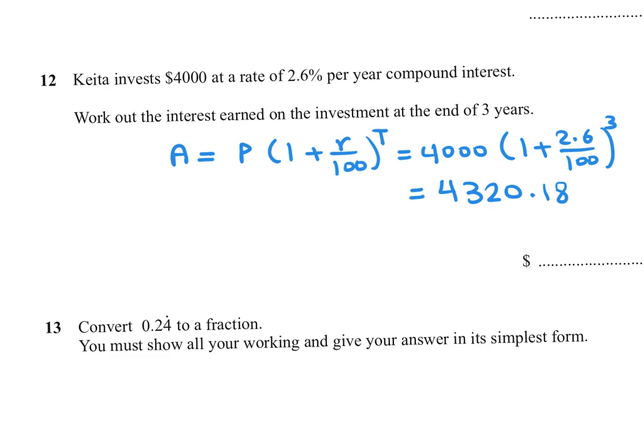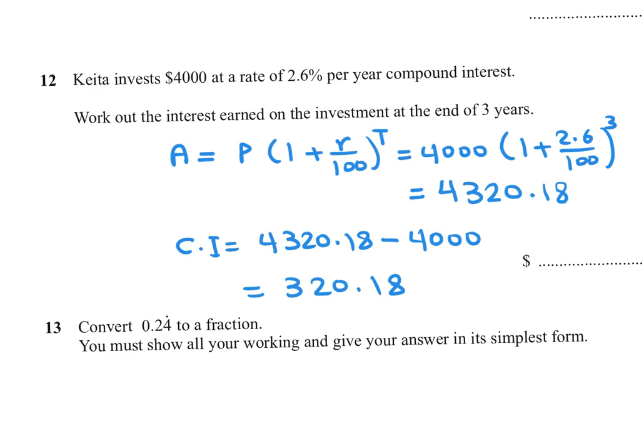To find the compound interest now, you need to subtract: 4,320.18 minus 4,000. So the answer is 320.18.